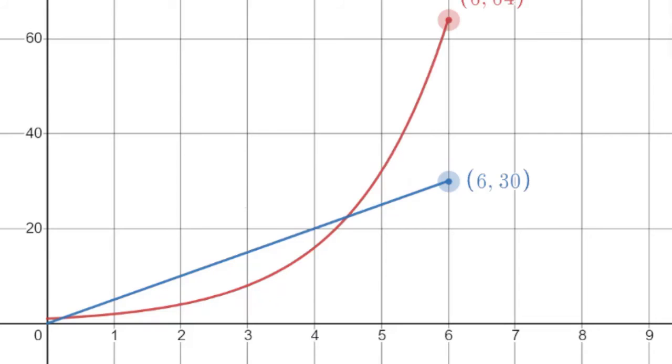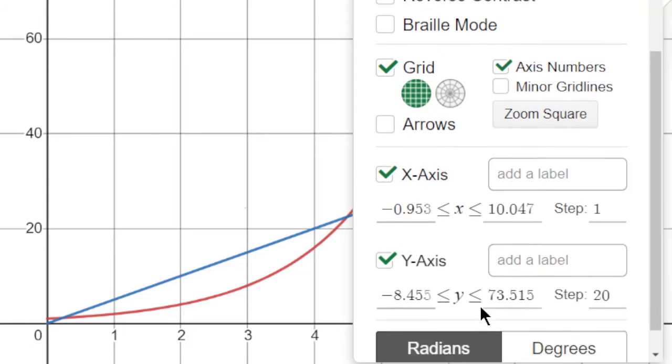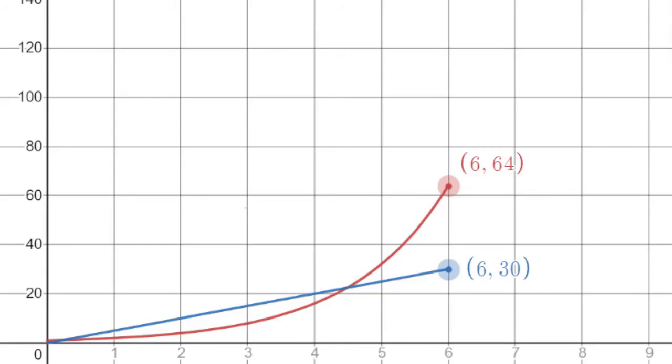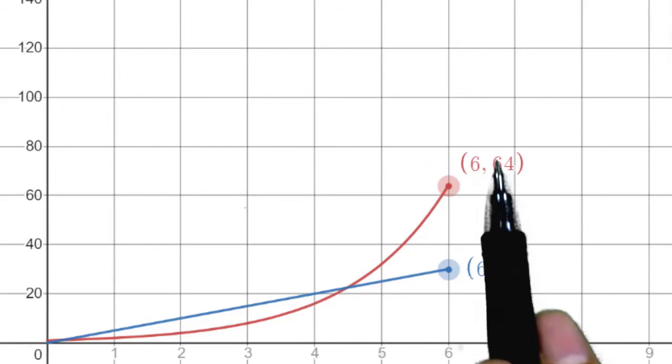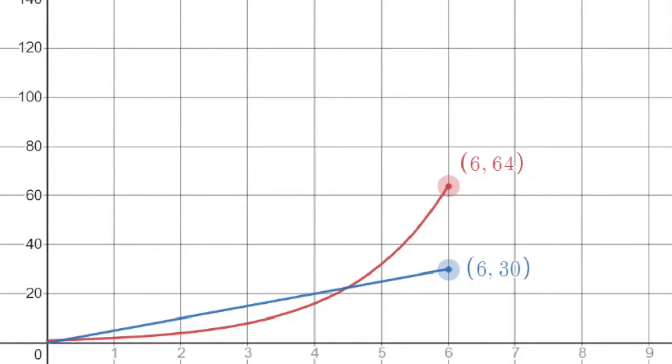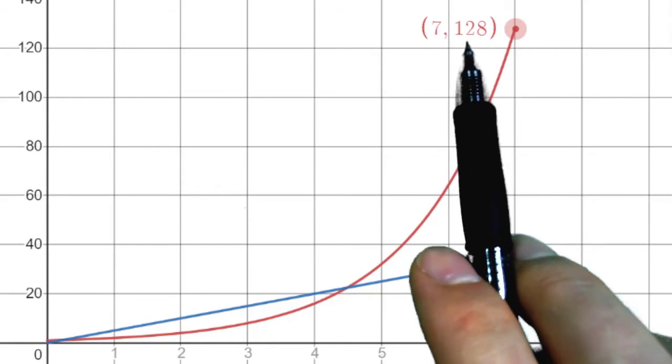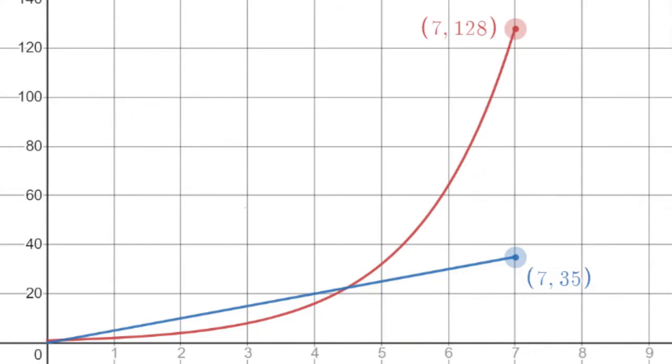And if I go to time 6, now I'm going off the chart. Let me zoom out once more. Okay, at time 6, we can see we have 64 bacteria, only 30 bubbles. And if I go to time 7, the last time we recorded, I see we actually have 128 bacteria, only 35 bubbles. So while the bubbles were growing faster than the bacteria early on, the bacteria quickly overtook the bubbles. And it didn't take long for that to happen, only about 4.5 minutes.